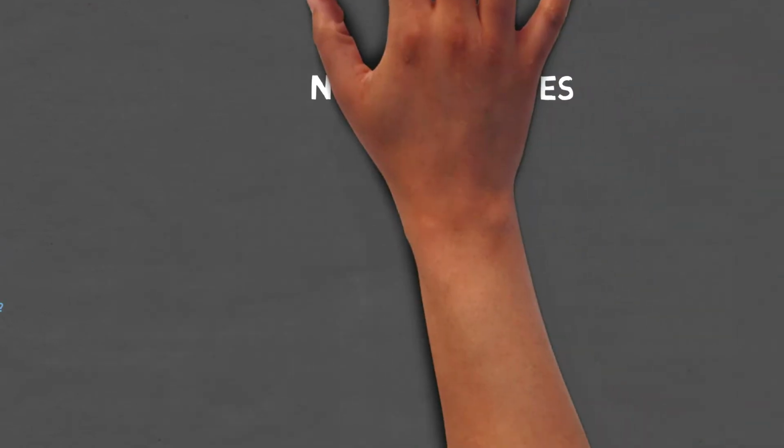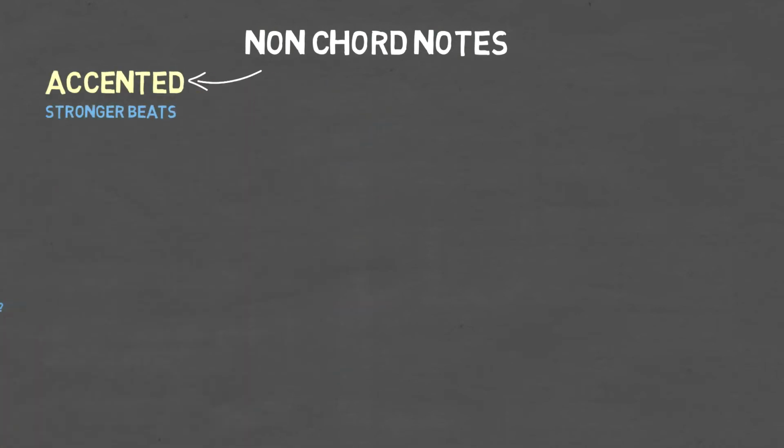Okay, for the sake of classification, let's divide them initially into the notes that occur on strong beats and the notes that occur on weak beats. They will be called accented non-chord notes and unaccented non-chord notes. Let's look at unaccented non-chord notes first.